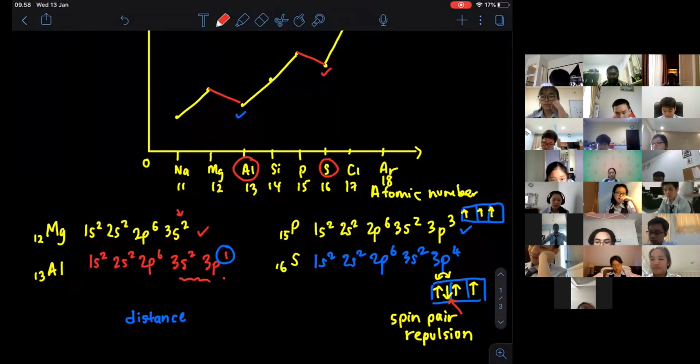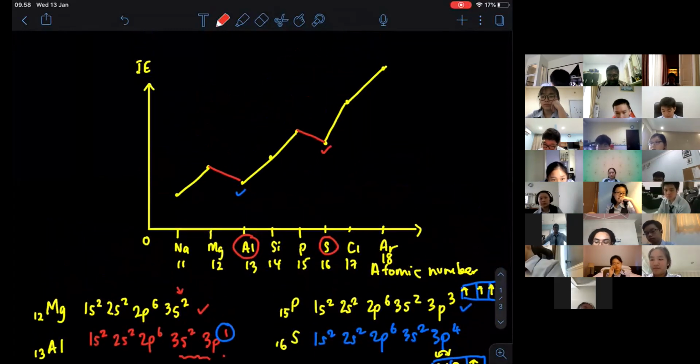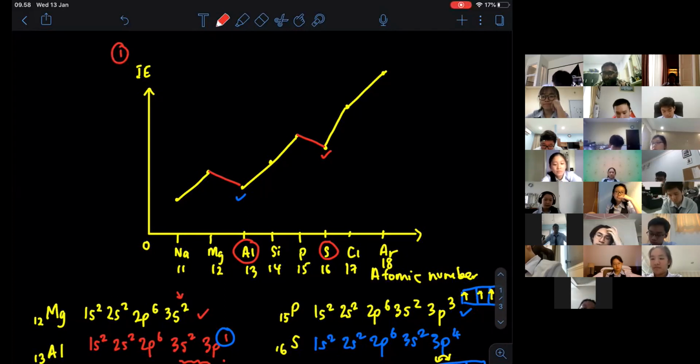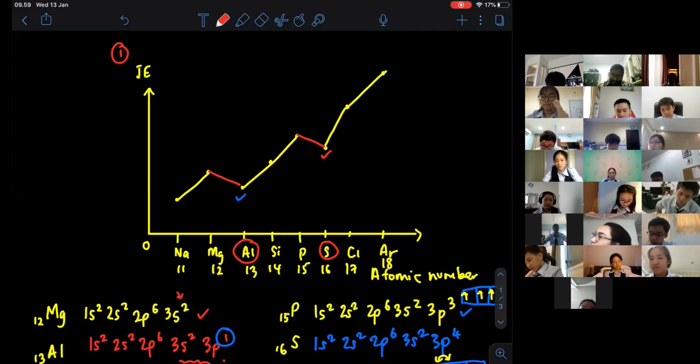So there are three points here. For the ionization energy, you need to know how to draw this graph. That is the first point. You need to know how to sketch this graph. If I ask you to simply sketch it, you should be able to sketch it and show this and this and so on.